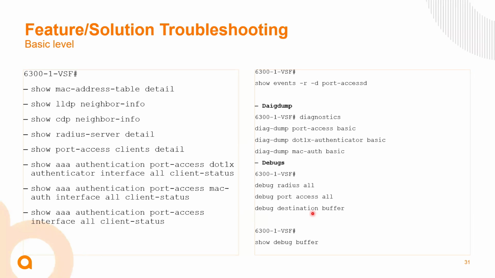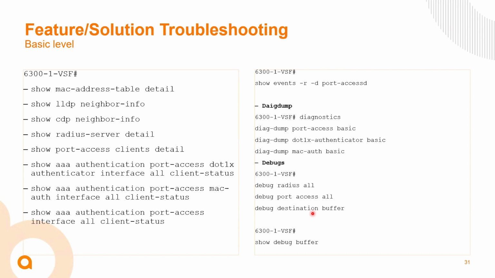Once you have the MAC address learned and you know the LLDP neighbors and CDP neighbors commands, you know the details, things are fine on the access side. On the RADIUS server side, because of the authenticator and authentication server, the reachability should be perfect. You can get to know that by using the command show radius server detail.